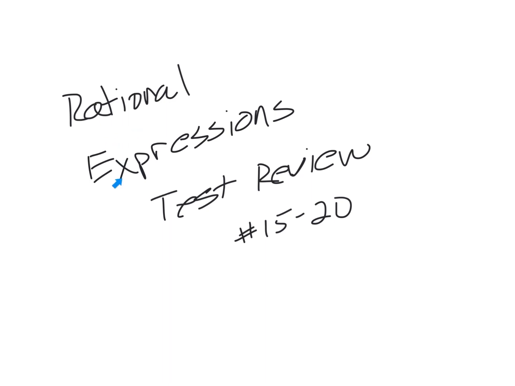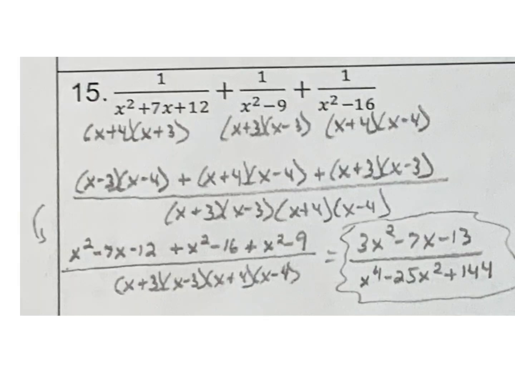So in this video, we'll be looking at questions 15 through 20 on the rational expressions test review. Okay, so in number 15 on the review, we have these three fractions that are all being added together. Now the numerators are all 1, but the denominators are different. So the first thing I'm going to do is factor the denominators.